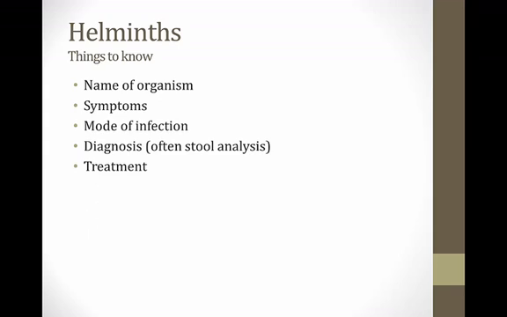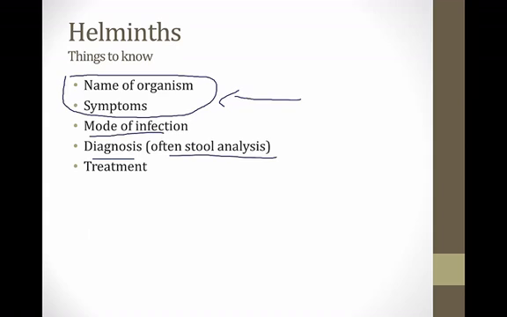So I've listed here on this slide things to know about the worm infections, and I've listed them in order of importance. The two most important things to know are the name of the organism and the symptoms. Often on the board questions, they will just ask you to recognize the clinical presentation. If you feel solid on these two items, then you can worry about things like how the patient gets infected or how you diagnose it. It's often a stool analysis, and the various treatments for the different infections.